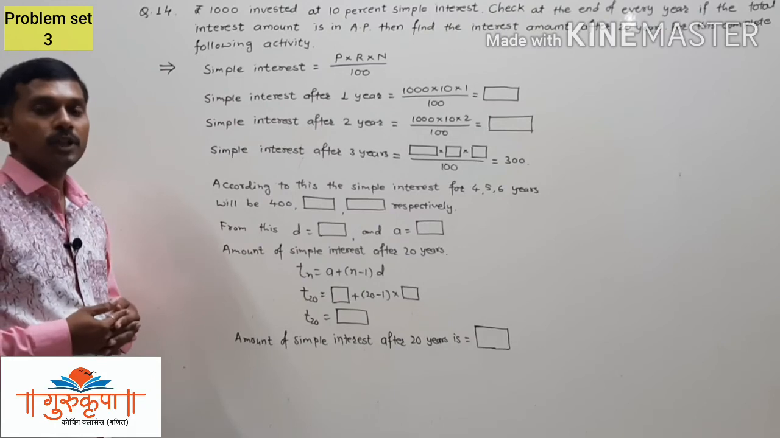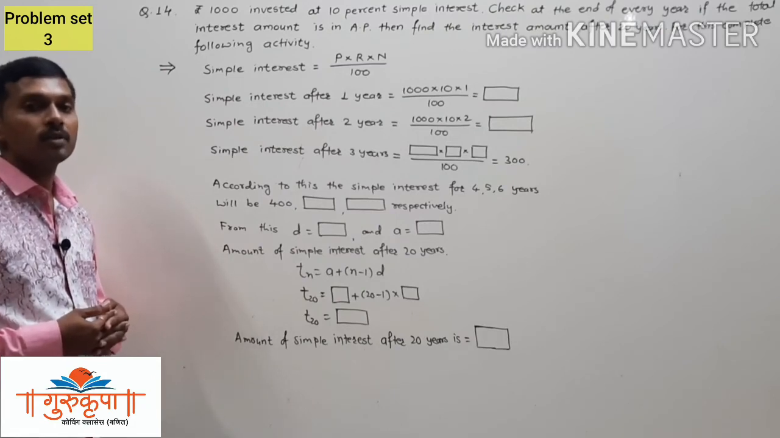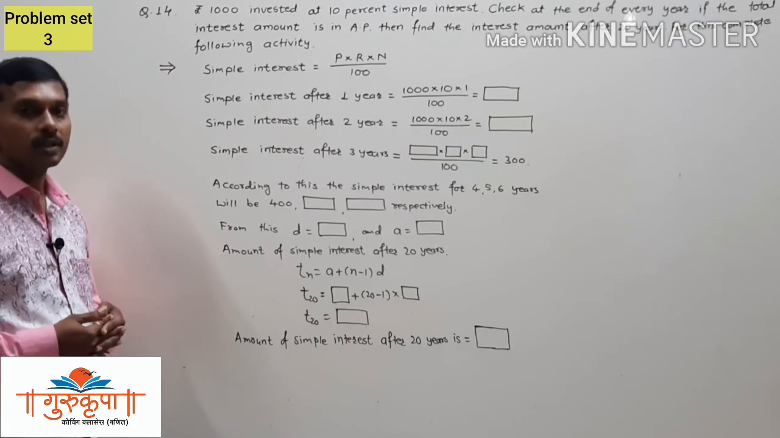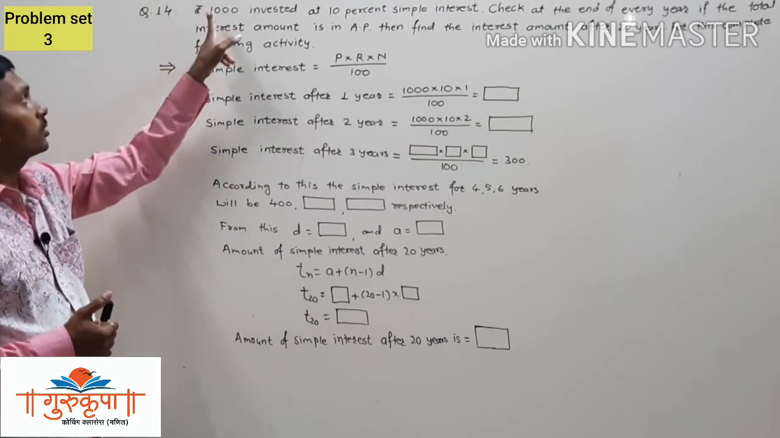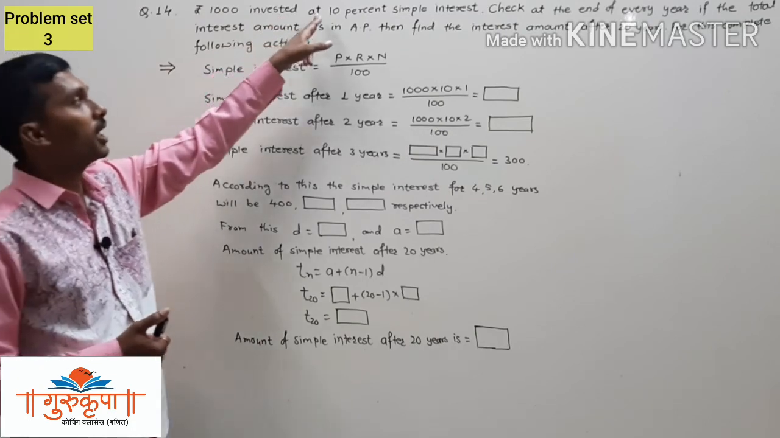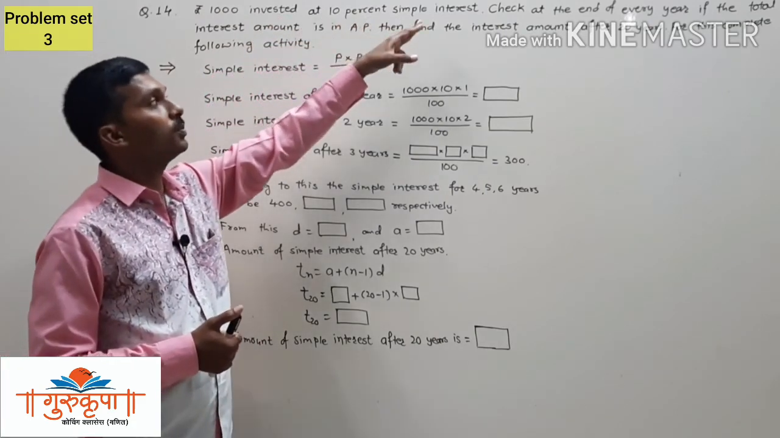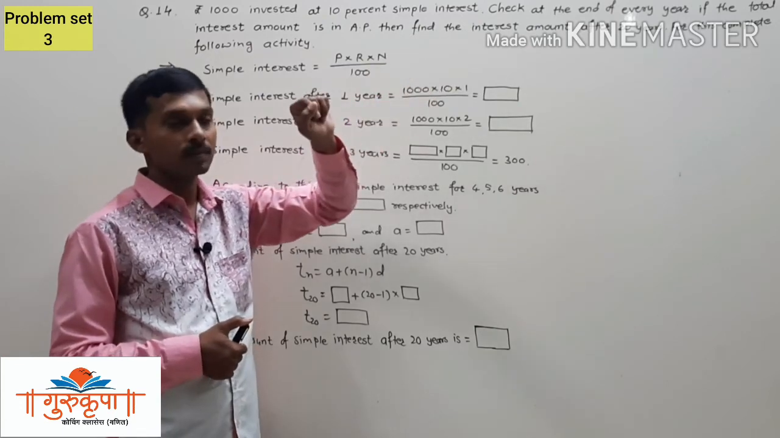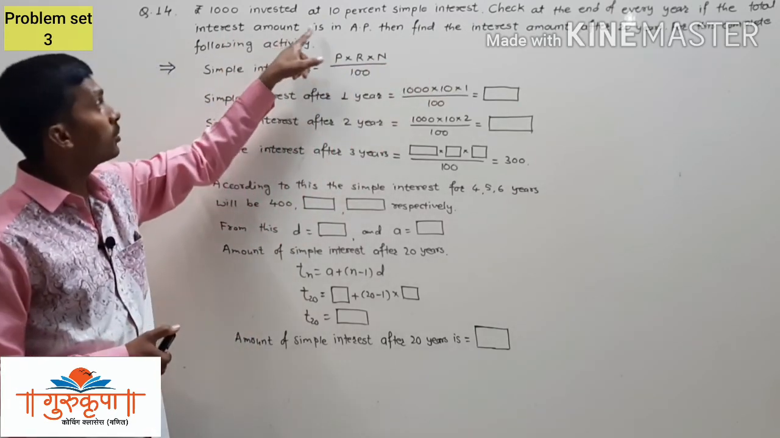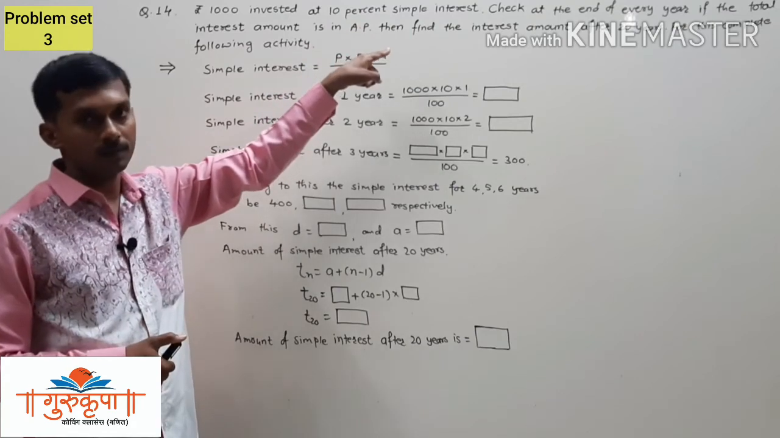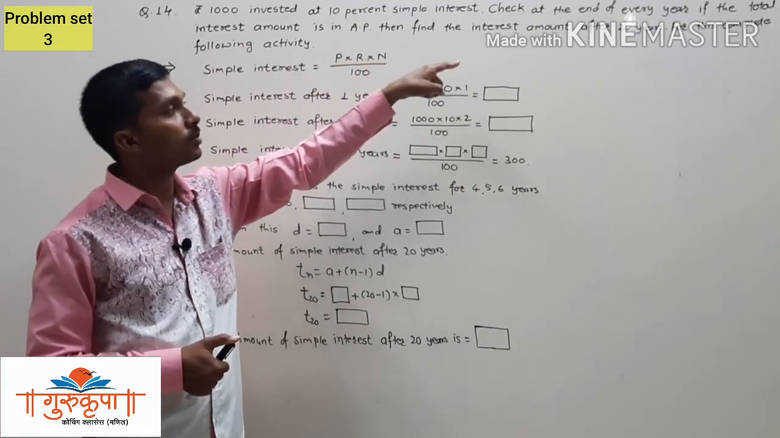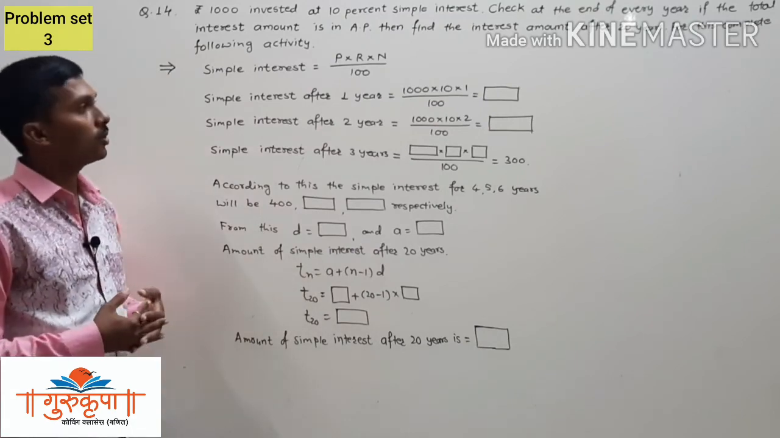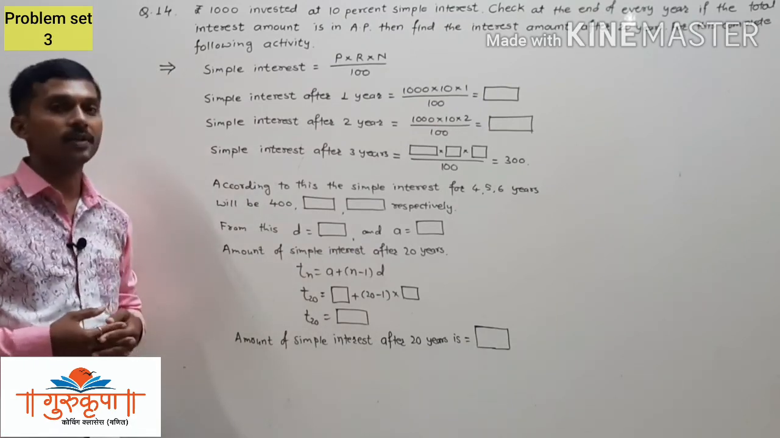Example number 14 from the problem set 3rd. The question is, actually it is an activity. The question is rupees 1000 invested at 10% simple interest. Check at the end of every year if the total interest amount is in AP. Then find the interest amount after 20 years. For this complete the following activity.